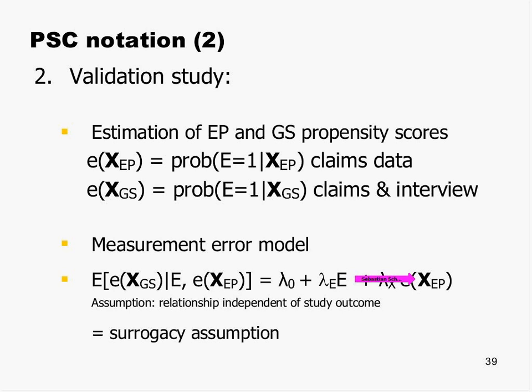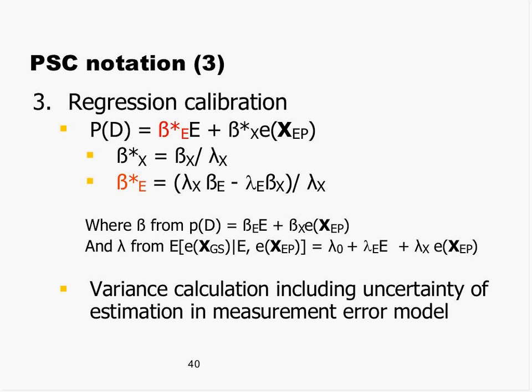And the relationship is parameterized in these lambdas: lambda 0, lambda e, and lambda x. There's a note in here that the relationship is independent of the study outcome, which is historically the assumption people often assumed is automatically fulfilled in a cohort study because the outcome comes later. This does not always have to be the case. But that's a detail. Next slide, please.